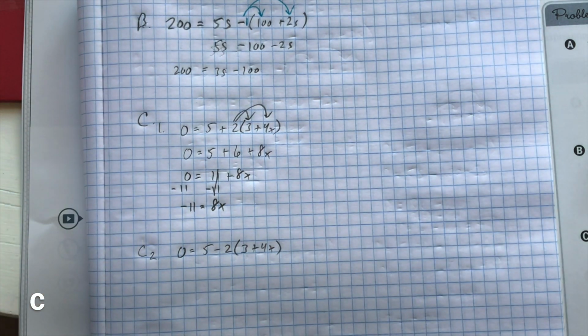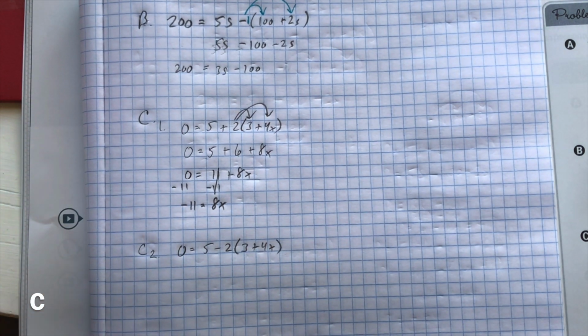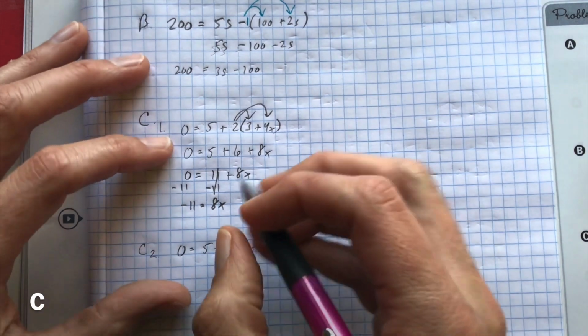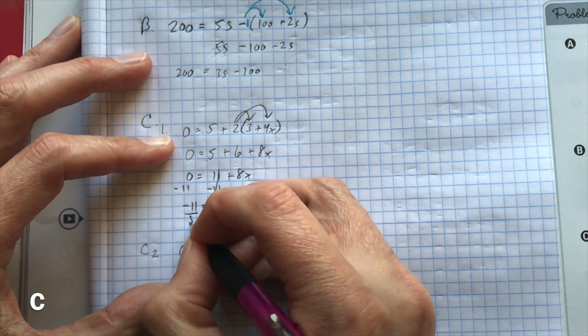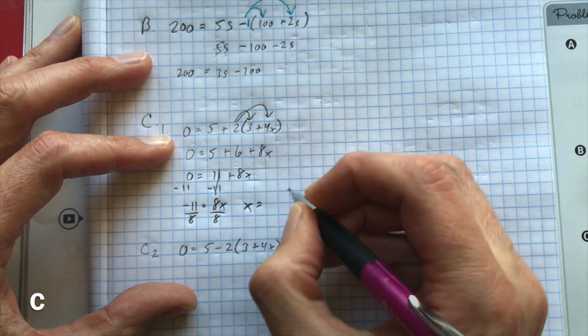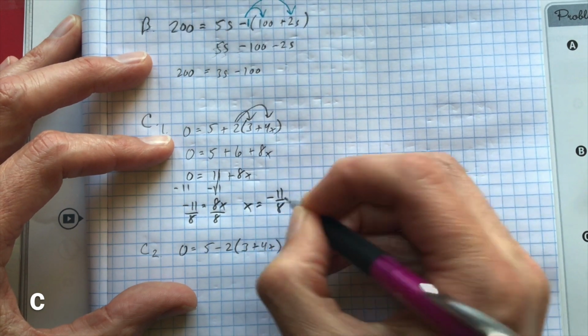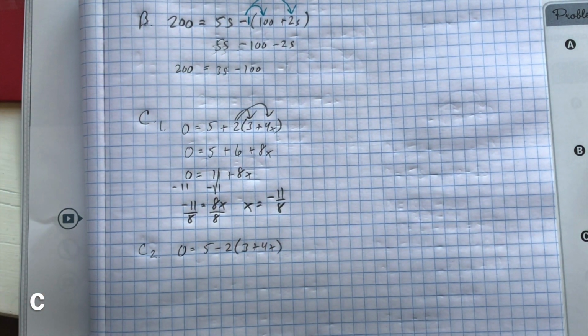Now, even though this doesn't go in evenly, it's not those warm fuzzies we talk about knowing right away. It's okay to leave it in this form. So divide by 8, divide by 8, and we'll find out that x is going to equal negative 11 over 8. Got it? So let's check to make sure we're right.